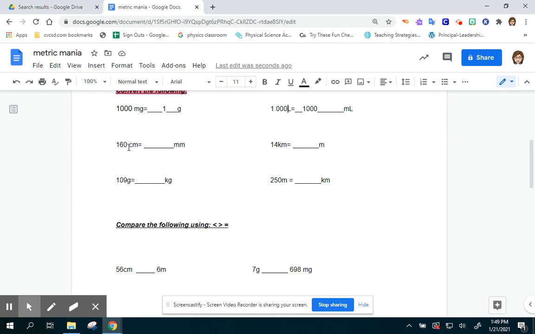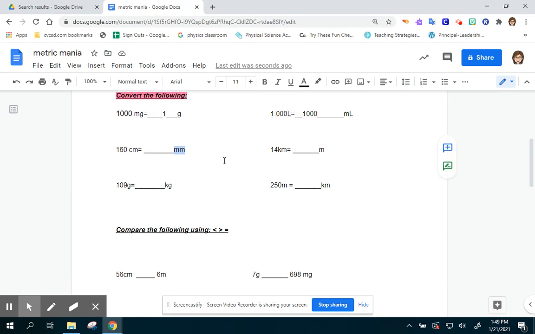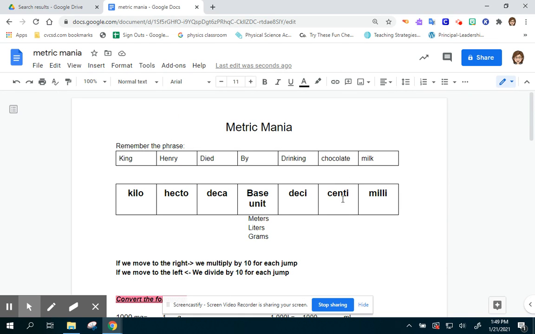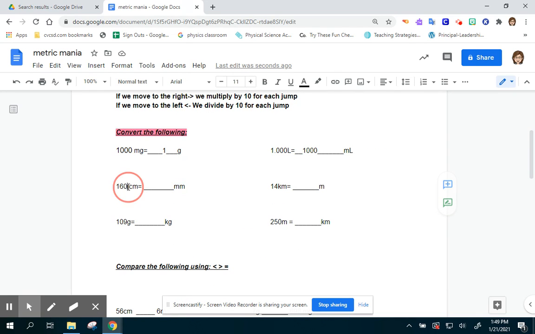Okay, next one we have is 160 centimeters equals how many millimeters? So let's look. We're going from centimeters to millimeters. So we need to start at centimeters and see which way we would go to get to millimeters. So everything's in meters right now. We're starting at centi, and we want to go over to milli. So we need to move to the right just 1 space. So our decimal point, which is here, is going to move to the right just 1 space. So we're going to take it from here, and we are going to put it right there. And therefore, we are going to end up with 1,600 millimeters.